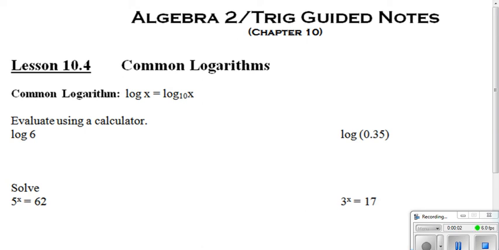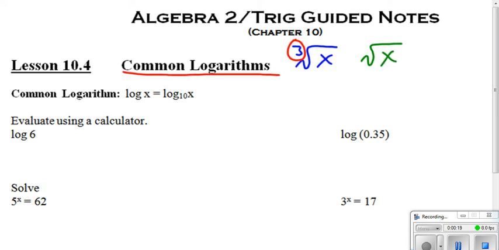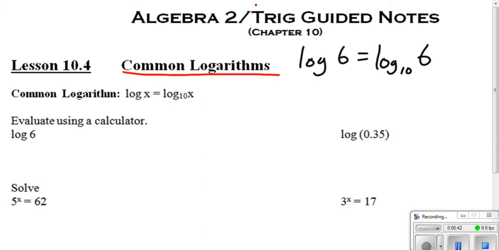Lesson 10.4 is about an idea called the common logarithm, or common log. If you remember back to radicals, if we wanted the cubic root of x, we always had to put in this extra index, this 3 here. But if we just wanted the square root of x, we don't actually have to write 2 there. It's implied. We just say radical x, or square root of x. Same thing with logarithms. The implied or normal base, if we just said log of 6, what that actually means is log base 10 of 6. It's just that hidden index.